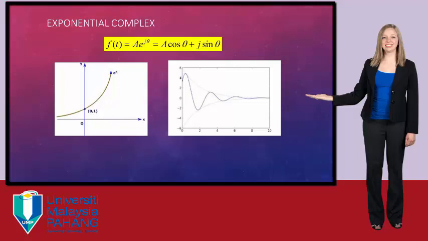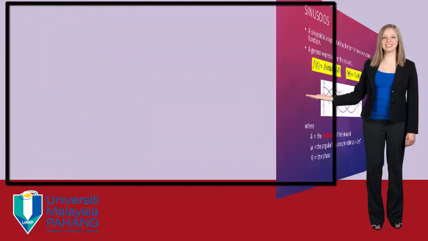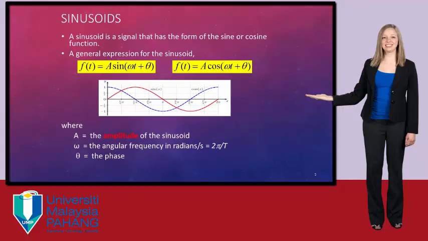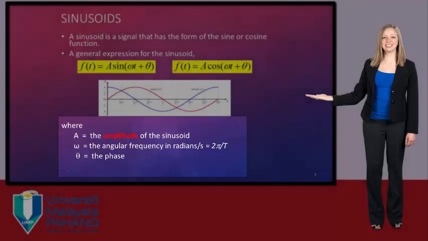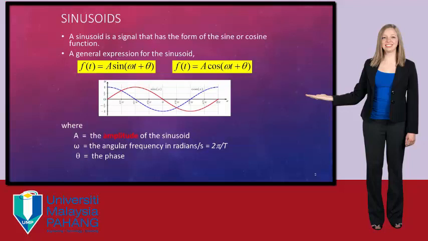From all the equations of the sinusoid and complex exponential, A is the amplitude, omega is the angular frequency in radian per second, where omega equals 2 pi over T, and theta is the phase. Sinusoids and exponentials are very common in signal and system analysis.